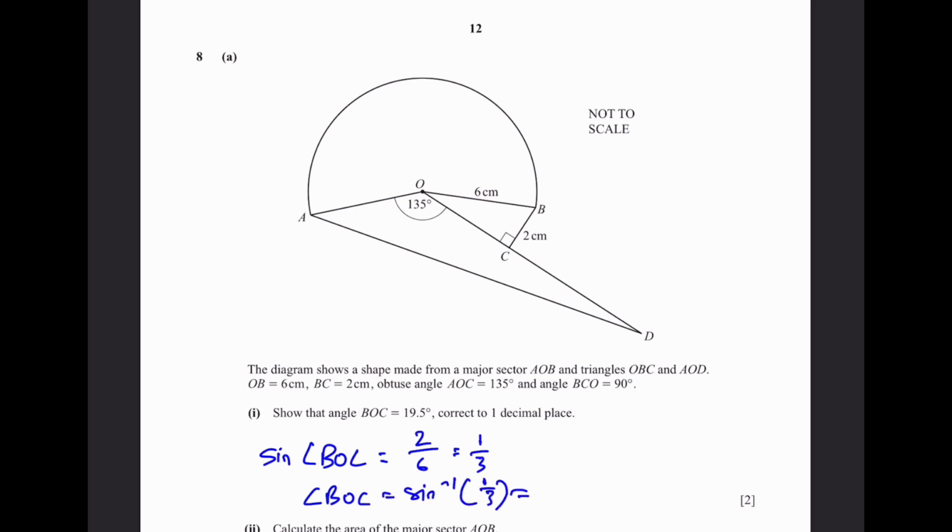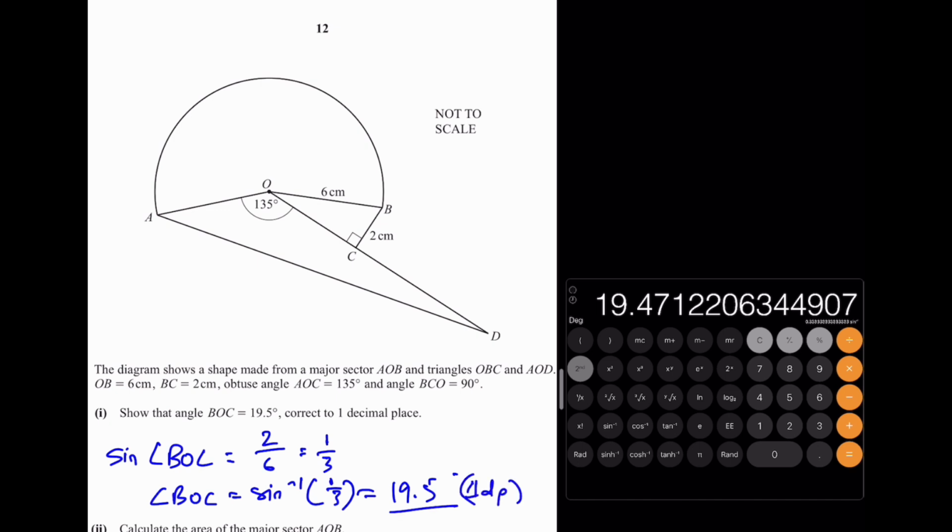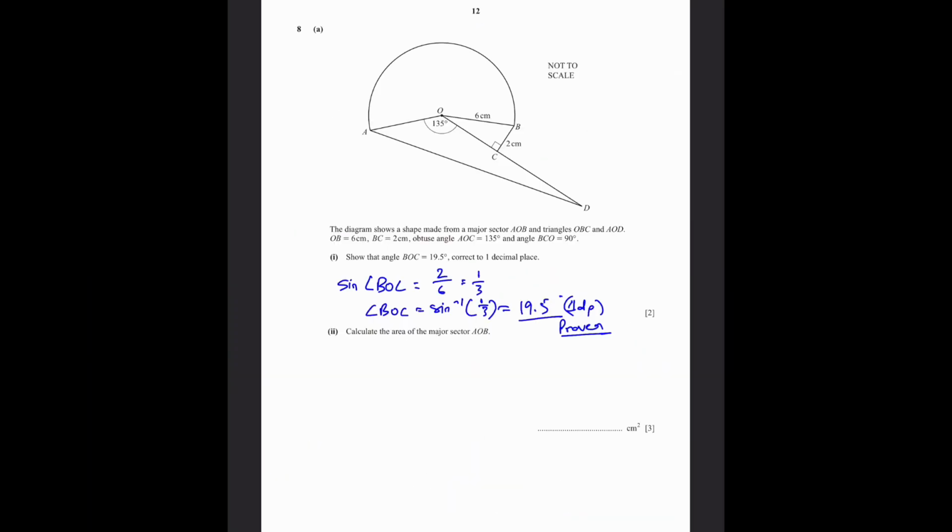And doing this on our calculator, 1 divided by 3, sine inverse, 19.5 degrees to 1 decimal place. And this is what we needed to prove, so we proved it. You can see that it says show that angle BOC is 19.5. We already have the value, so it's easy to say if our working is correct or not. That's our answer. Part 2. Calculate the area of the major sector AOB.